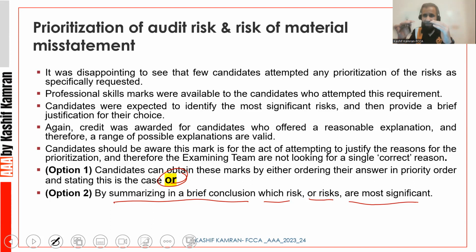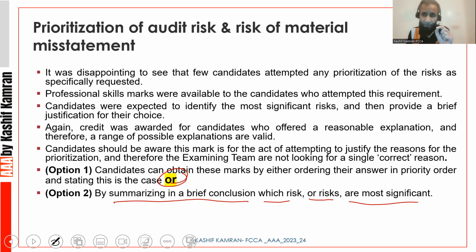Now, once you wrote, for example, 5 risks, and you wrap up your answer, at the conclusion of your answer you will tell which 2 or 3 of the 5 you wrote above are most significant and why. Not all 5 of them. Out of the 5 above, which 2 are important and why? You have to give a justification for that.